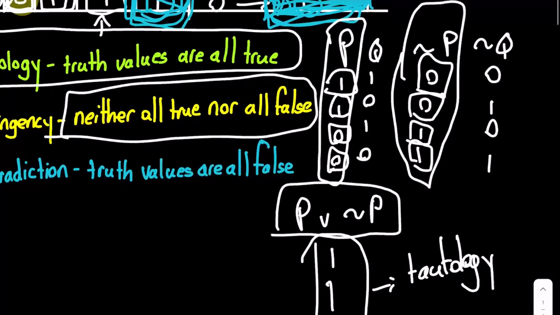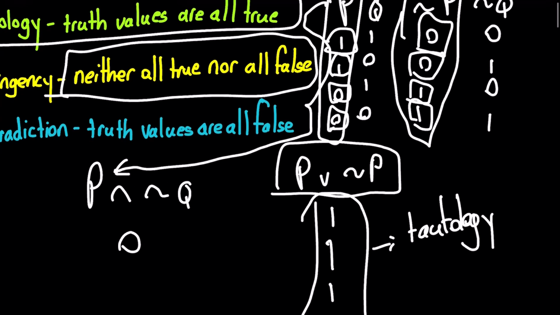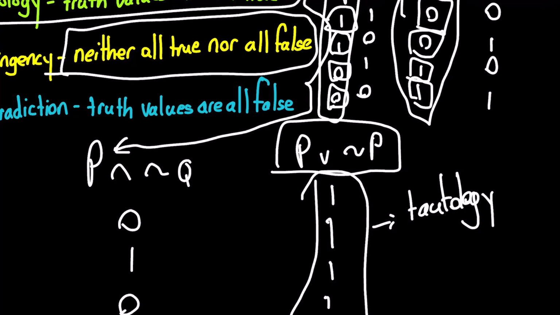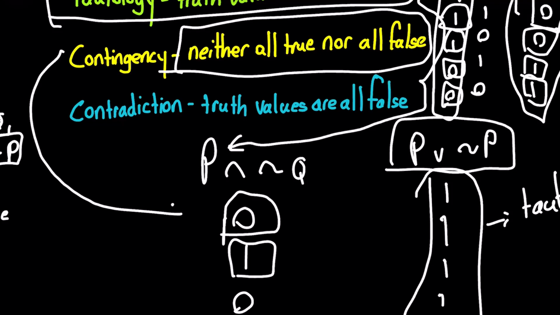If you were to do, for example, P and not Q, using the propositions from down here, well, if we look at the first row, we're going to have 0, 1, 0, 0. So this is not all false, but it's also not all true, because we have false here and we also have true here. So we're going to call this a contingency, where it's neither all true nor all false.